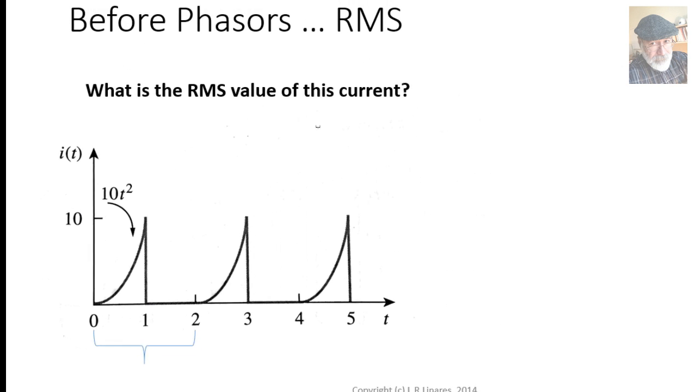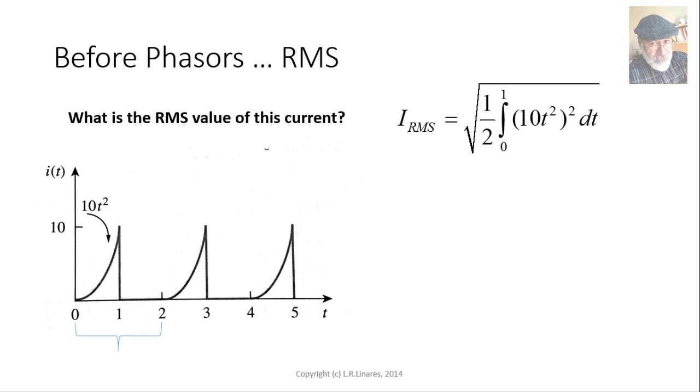Root mean square. We take the square root of the average of the square of that current. So we take the square root, 1 divided by the period 2, and the integral between 0 and 1, because from 1 to 2 the integral is 0, of 10t squared, and all of that squared.